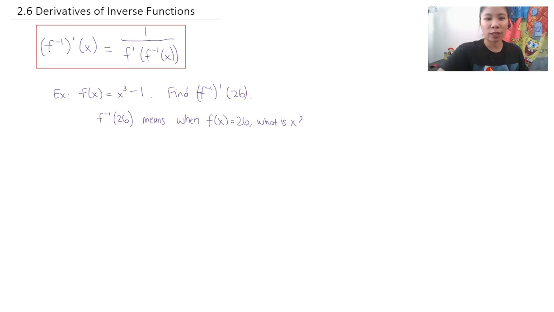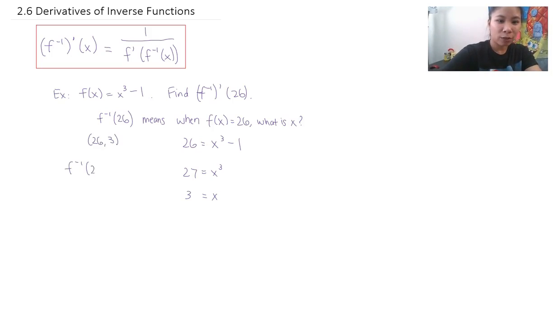We were told that f of x equals x cubed minus 1. So we can set 26 as the y value, or f of x, and solve for x using this equation. I'm going to add 1 to both sides and end up with x cubed equals 27. So x equals 3. That means for the original function, when x equals 3, y equals 26. So in the inverse, there's a point 26 comma 3. That means the inverse at x equals 26 equals 3.